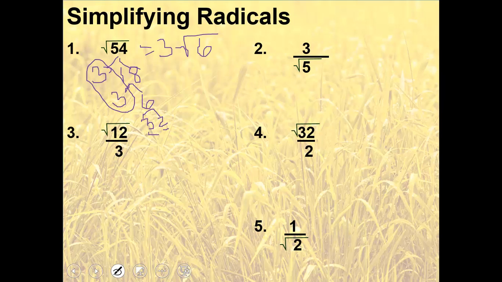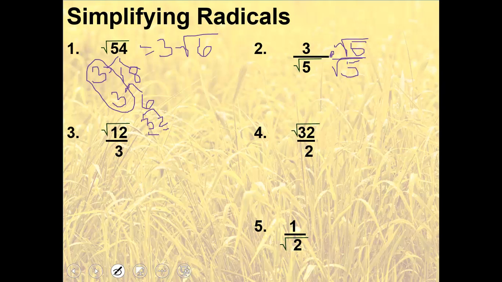Problem number 2, I have the square root of 5 and look where it's sitting. It's sitting underneath, it's in the denominator. So I'm going to be tricky and I'm going to multiply top and bottom by the square root of 5.